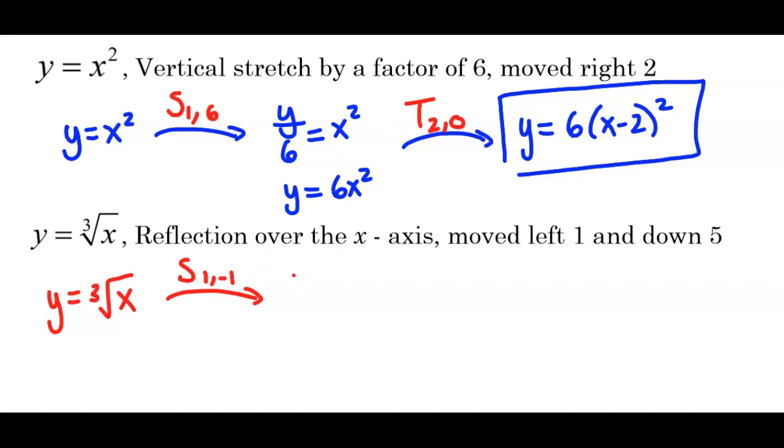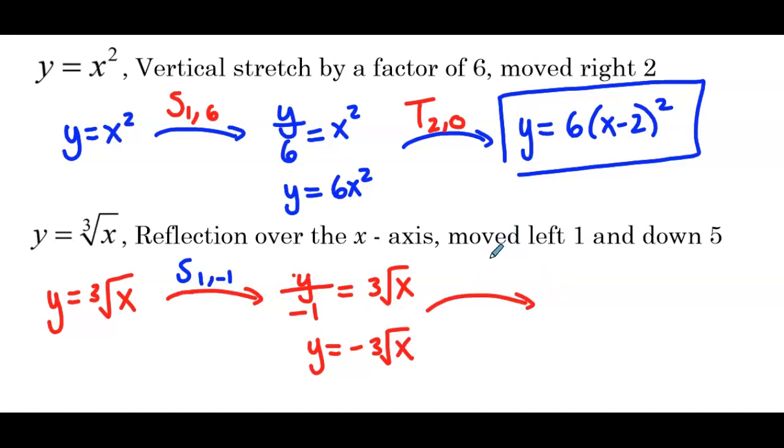Let's do that in blue, just so we have a little contrast. So our scaling is 1, -1. In our function, we have y divided by -1 equals the cube root of x, which is y equals negative cube root of x.